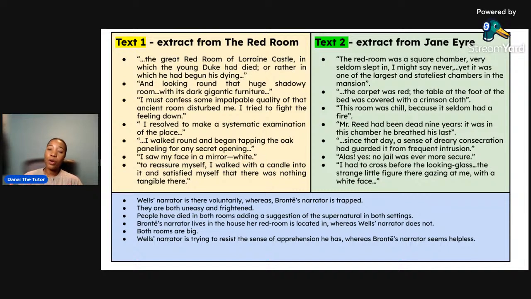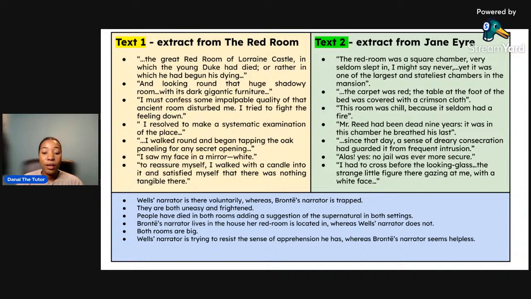If you've read the whole extract, in Jane Eyre, text 2, the narrator begins by telling us, she doesn't tell us why yet, but she begins by telling us that hardly anyone goes into that room. Okay, so she knows that room well and the surrounding, obviously, the house.